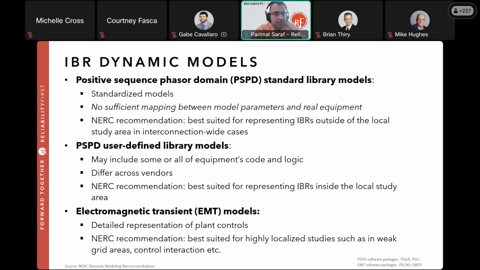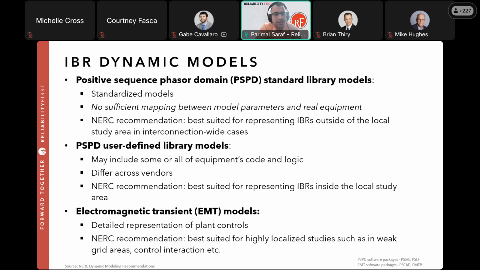But a challenge is that there is no one-to-one mapping between these model parameters and the real equipment. In terms of identifying issues when going from what's observed in the field or in real equipment to what's in the model, there's no one-to-one mapping. So there's a challenge in identifying what exactly went wrong in the modeling. As per NERC recommendation, these models are best suited for IBRs outside of a local study area.